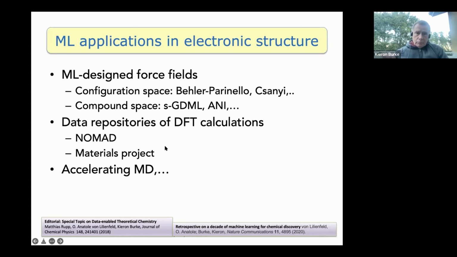Another big use of machine learning has been these data repositories, NOMAD in Germany, and the Materials Project here at Berkeley. And then there are lots and lots of different applications. People are trying things out all the time, like accelerating MD. And then here's a couple of reviews that I did with Anatole over the last few years. And there are many others already since then.